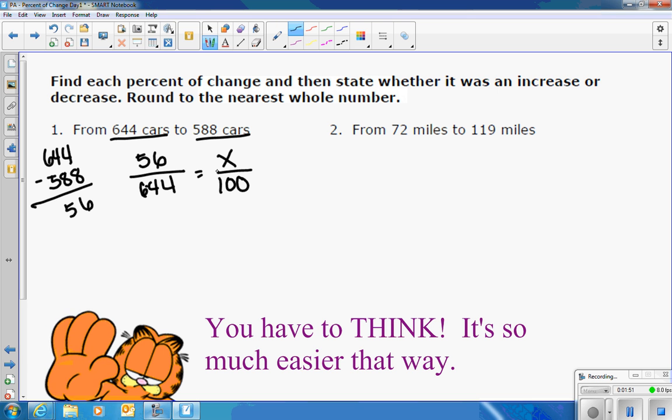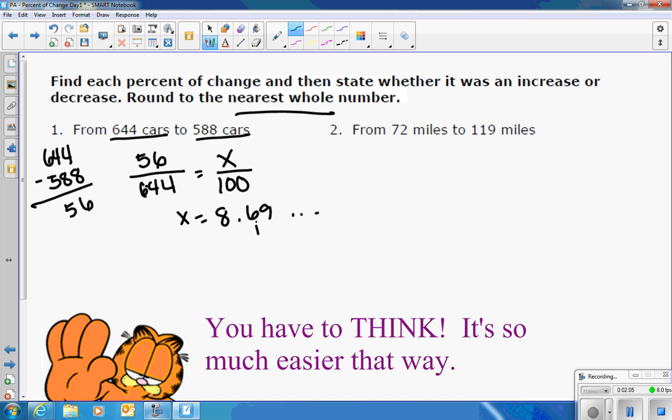So then I'm going to cross multiply, and I'm going to do this in my calculator so it's a little bit quicker for you. And then divide. That's going to give me that x is 8.69... We're going to round to the nearest whole number, so this tells me to round up. So this is about 9% sales. And that is, of course, a decrease because we're going down.